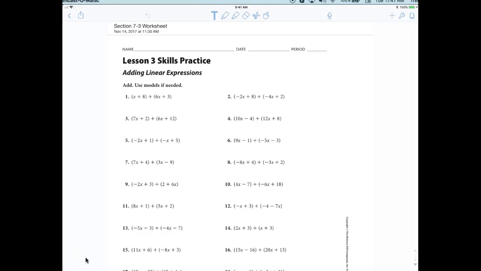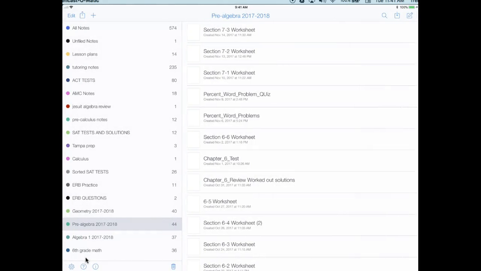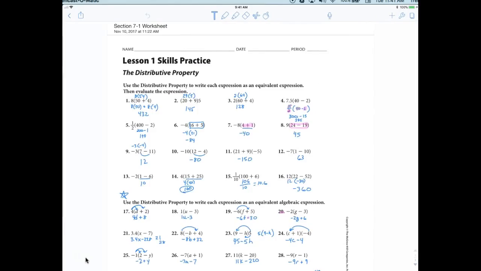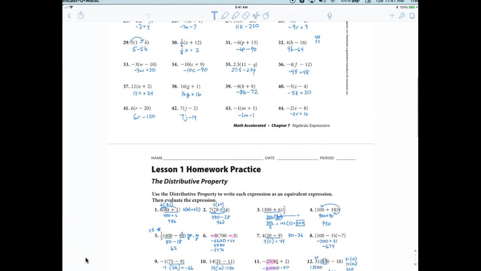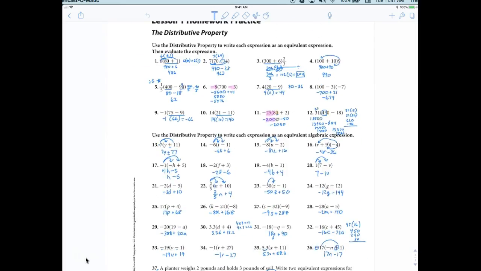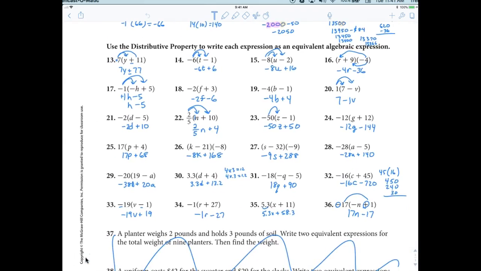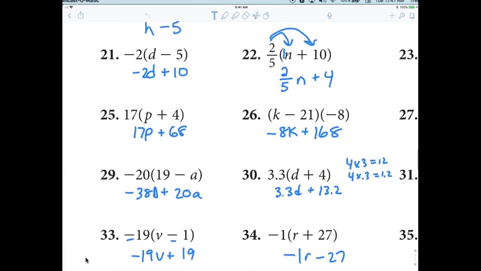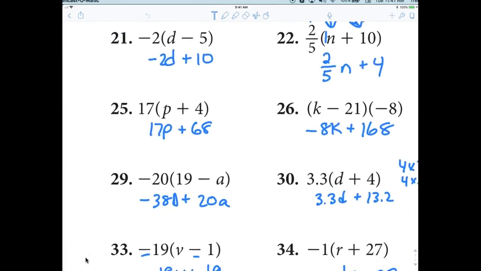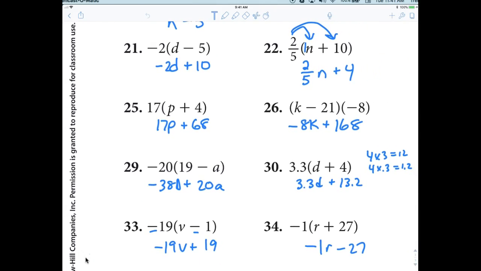Back to 7.1, and yesterday we did the first, so I want to go ahead and just look at a couple. So I'm going to blow this up a little bit, and I want everybody to look at 21 through 34. Everybody look at your answers to 21 through 34, just up on the board.